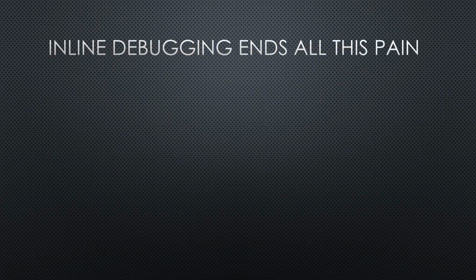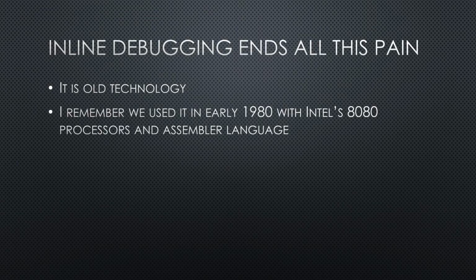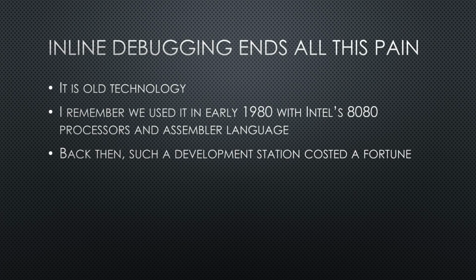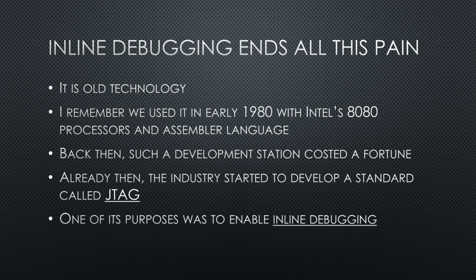Inline debugging ends all this pain. It is old technology. I remember we used it in early 1980 with Intel's 8080 processors and assembly language. Back then, such a development station costed a fortune. Already then, the industry started to develop a standard called JTAG. One of its purposes was to enable inline debugging.